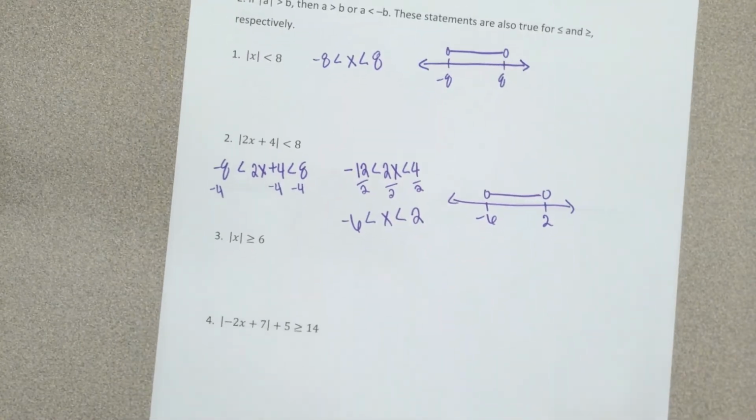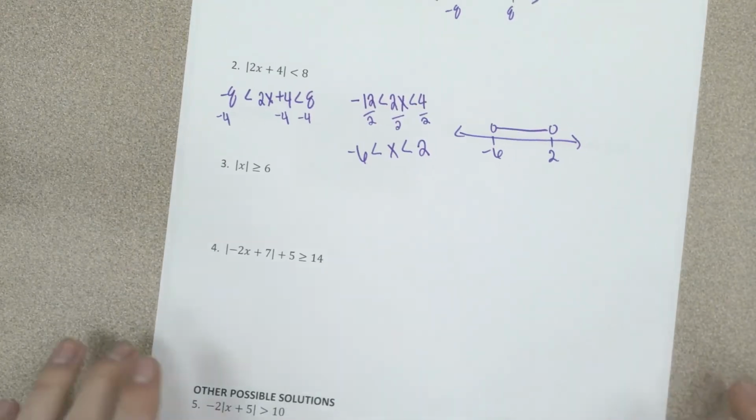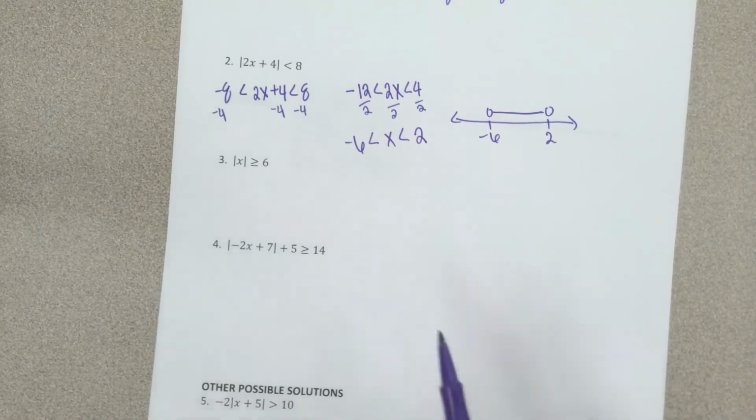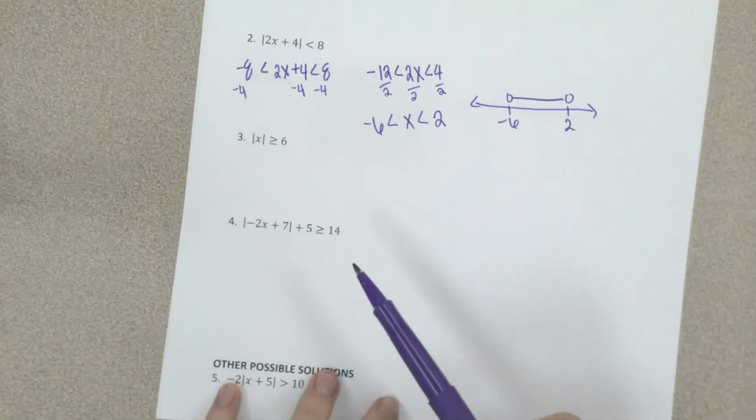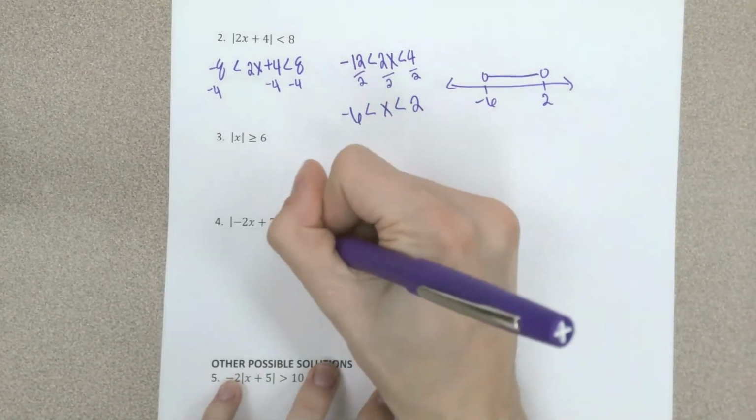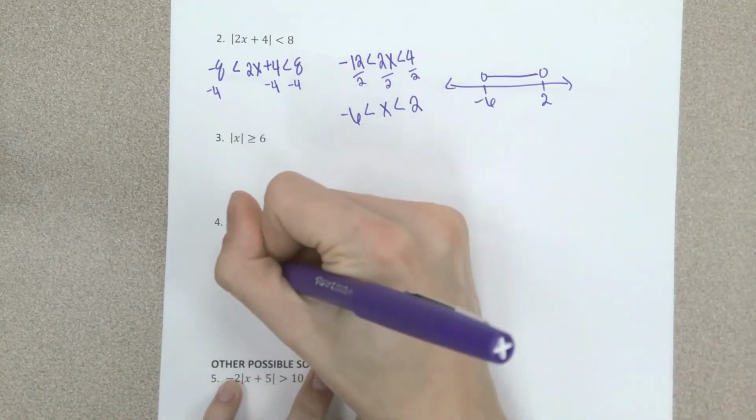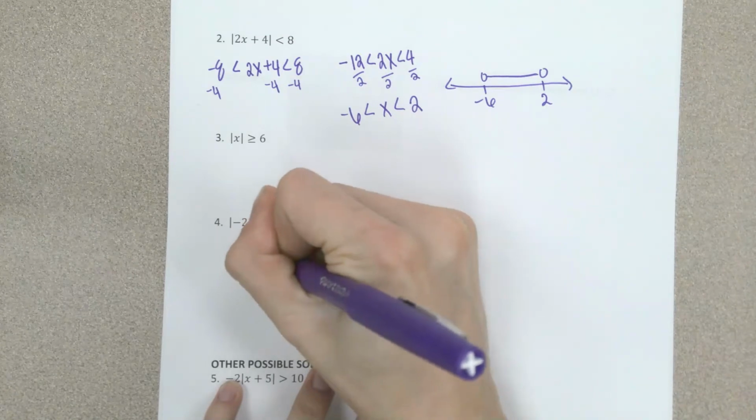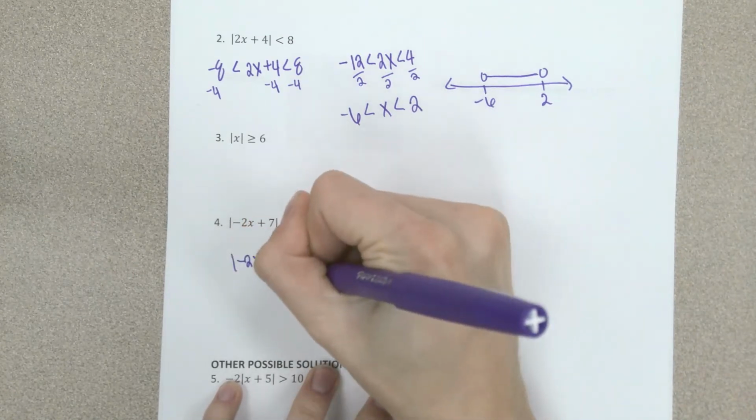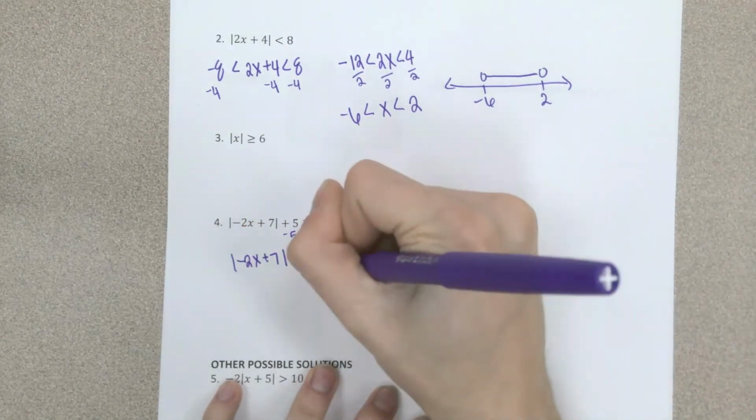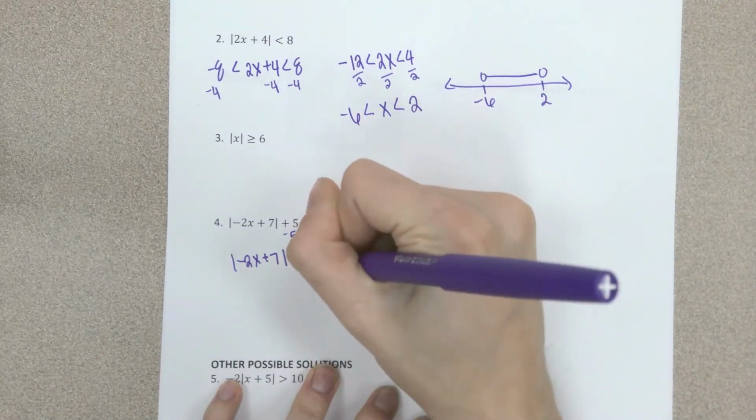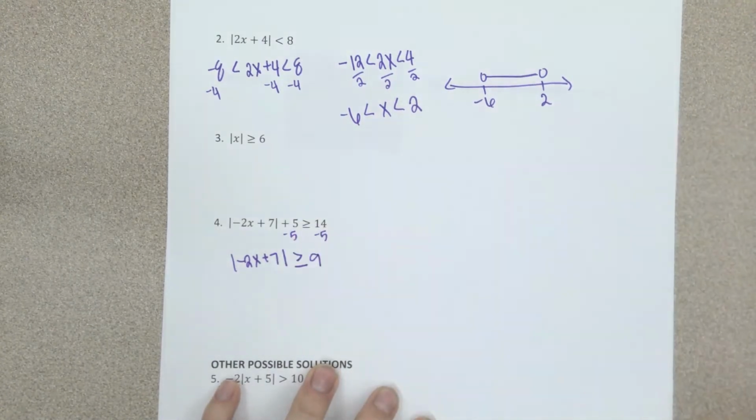I'm going to go down to example 4. So we want to get the absolute value by itself. So we're going to subtract 5 over. We'll have the absolute value of negative 2x plus 7 is greater than or equal to 14 minus 5, which is 9.